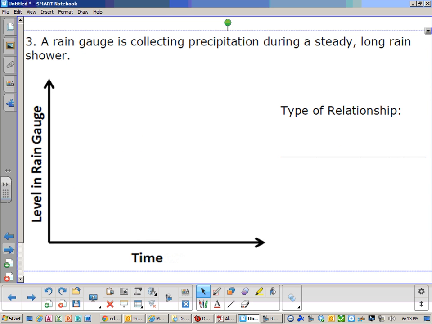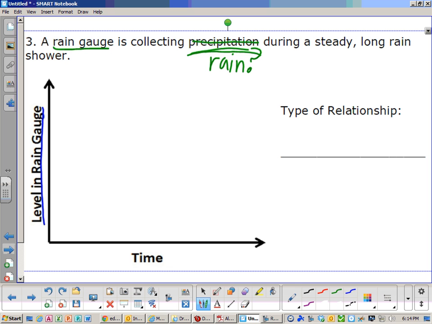A rain gauge is collecting something Asian, I don't know, during a steady long rain shower. Yeah, I honestly have no idea what participation is. I'm gonna go ahead and just guess they mean rain, right? A rain gauge is collecting rain during a steady long rain shower, right? So, level in the rain gauge. Well, to be honest, I'm not exactly sure what a rain gauge is.